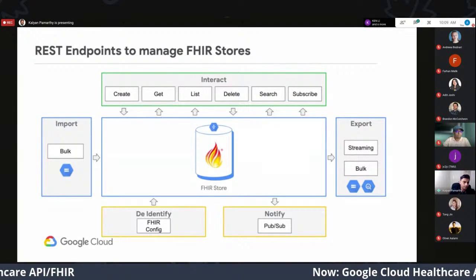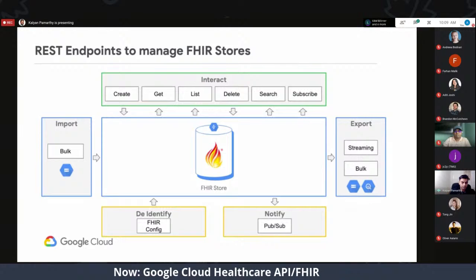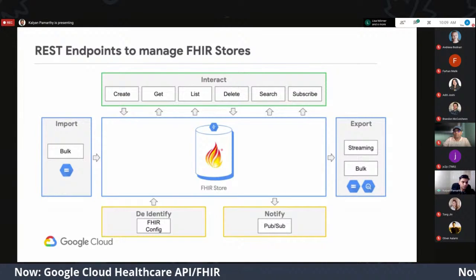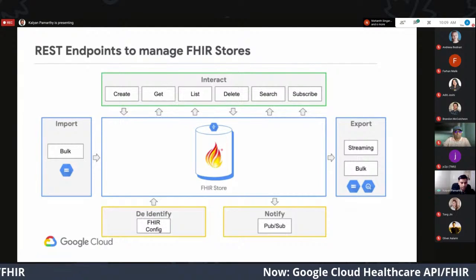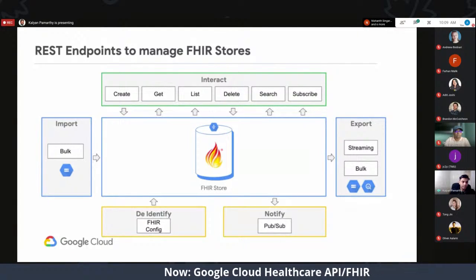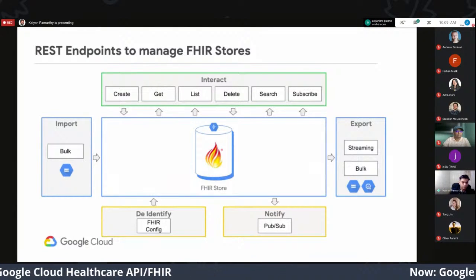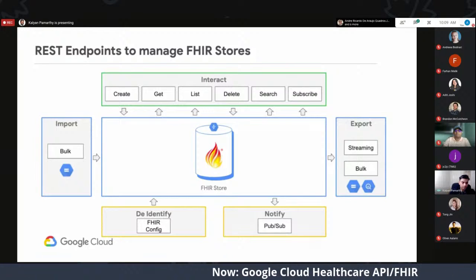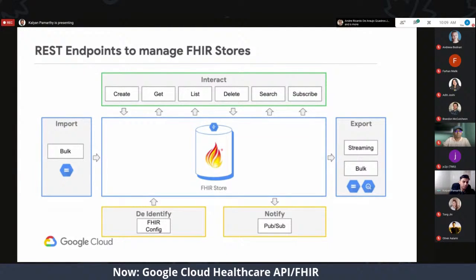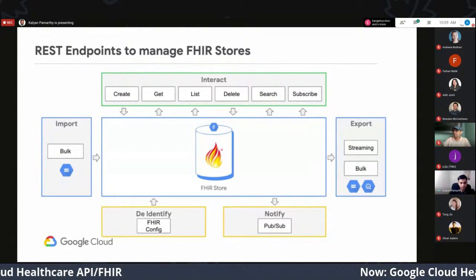You can also set up PubSub notifications. So Google PubSub notifications allow other applications to subscribe to updates in the FHIR store. So one of the use cases is your app is creating, let's say, an encounter for a patient that is stored in the FHIR store, and then you want that event to be published to another application that is watching out for that information. So you can do that with PubSub notifications.